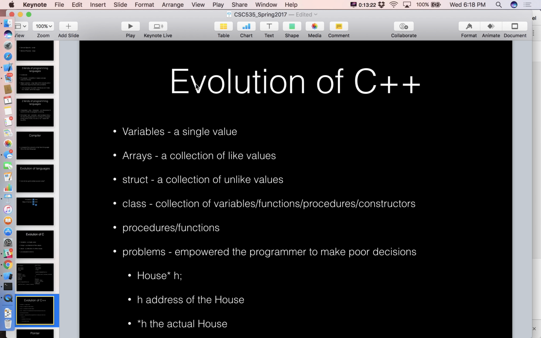So what did C++ do? They kept the variable, the array, and the struct, but they introduced this new thing called a class. We still had our procedures and functions, but the problem with C++ mostly had to do with beginning programmers, people just starting to learn how to program, in that it empowered programmers to make unwise decisions. The example we used last time is that in a language like C++, if you were inviting somebody to your house for a party, you could hand them the house instead of the address where the house lives. Makes sense? And in real life, that never makes sense.